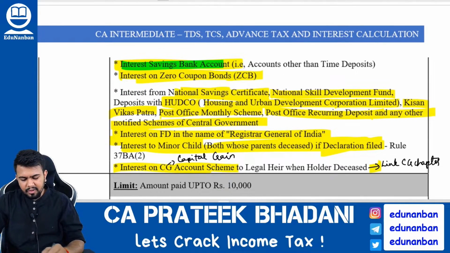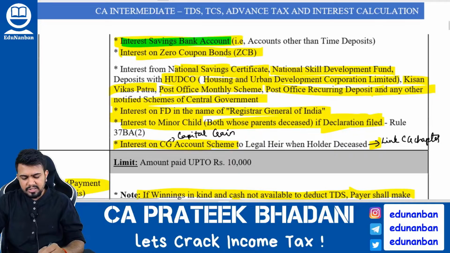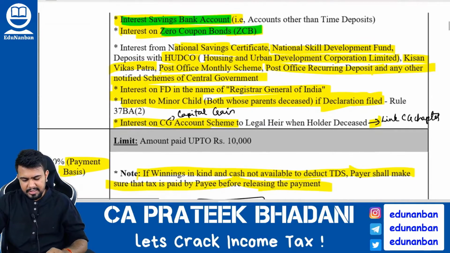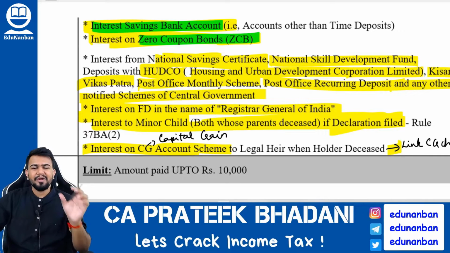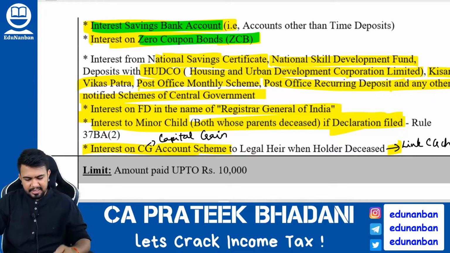If interest is paid by primary agriculture credit society on deposits made with them, no need to deduct the TDS. Interest on saving bank account, no need to deduct TDS. Interest on zero coupon bond, no need to deduct TDS. In zero coupon bond there will not be any interest also, but on the discount amount also no need to deduct the TDS.